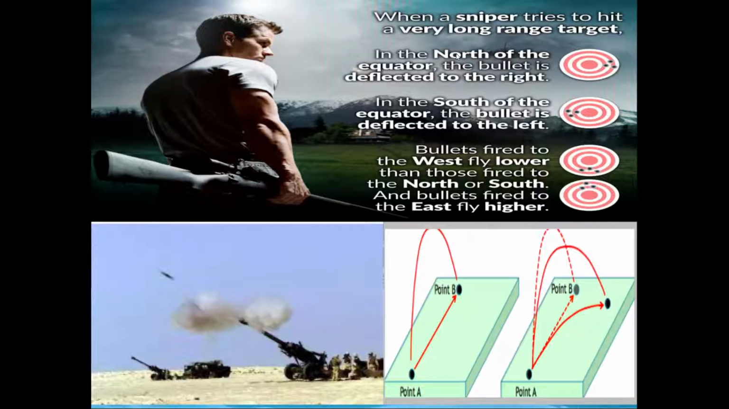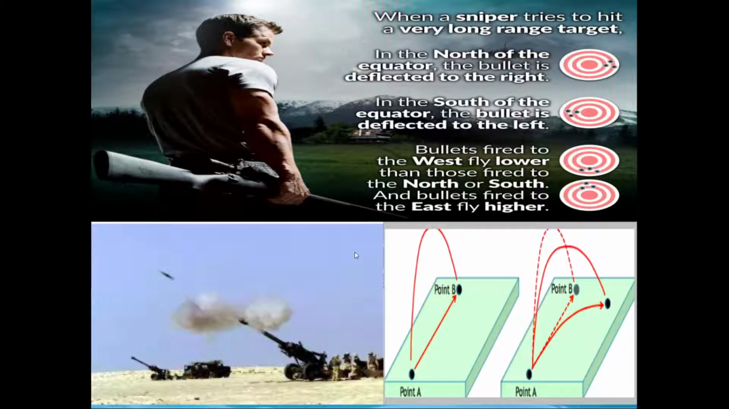if you shoot a bullet and you are north of the equator, the bullet is deflected to the right. If you are in the south, the bullet is deflected to the left. And similarly, if a bullet is fired to the west, it flies lower than those fired to the north or the south. And a bullet fired to the east flies higher.